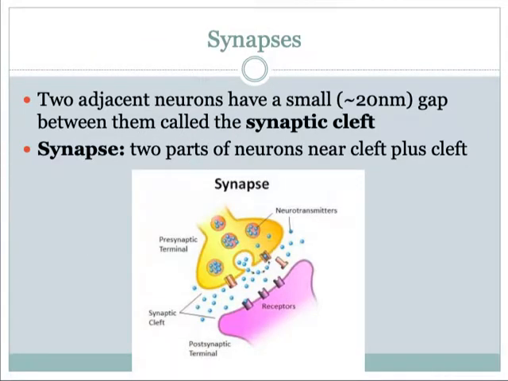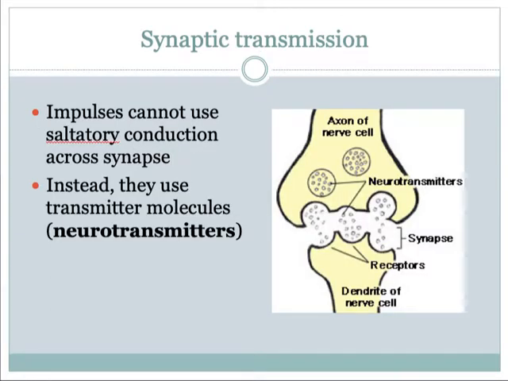So where two neurons meet, they do not quite touch. There is a tiny gap that's about 20 nanometers wide, and this gap is called the synaptic cleft. The two parts of the neurons near to the cleft, plus the cleft itself, make up a synapse. So for synaptic transmission, impulses can't jump across the type of synapse that we see here. Instead, molecules of a transmitter substance or a neurotransmitter are released, and this stimulates the next neuron.